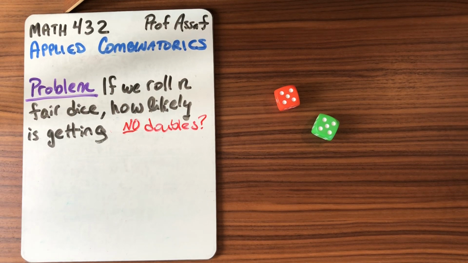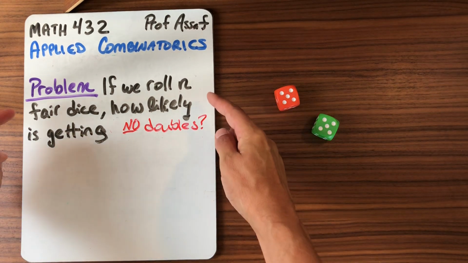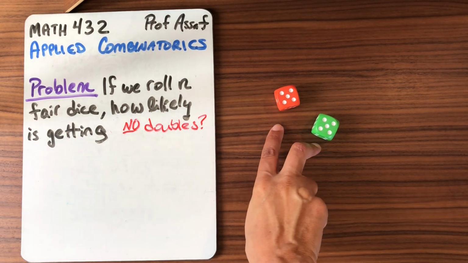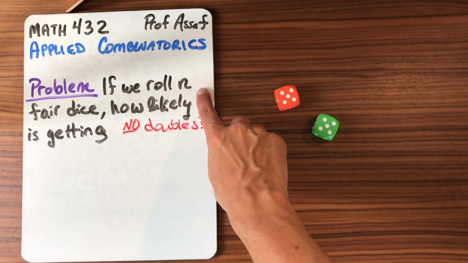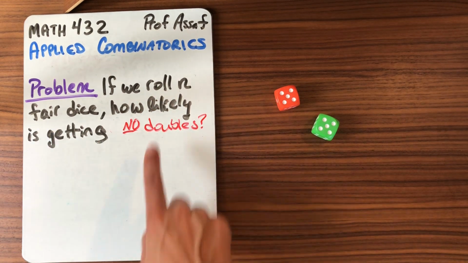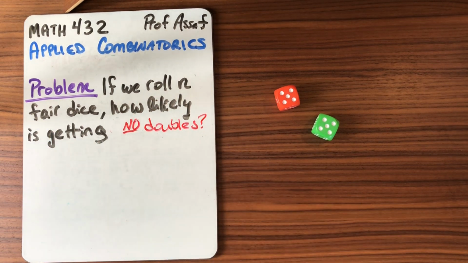So let's look a little more generally at what we can do with this idea of discrete probability. I've generalized the question somewhat from last time. Instead of considering just 2 dice, I'm going to consider rolling n dice, fair again, and I want to know how likely is it that I get no doubles.